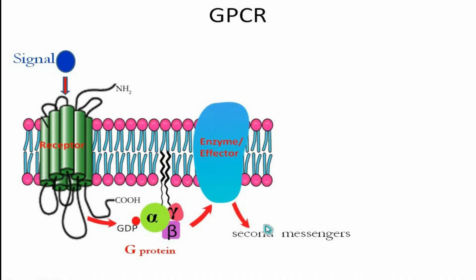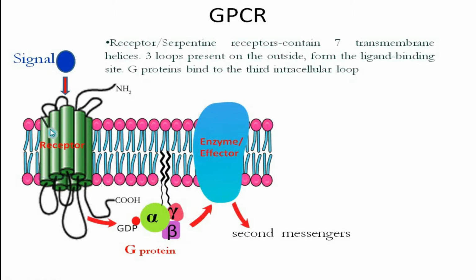Hello everyone. In this video, we discuss signaling through G protein coupled receptors. This one has three essential components: receptor, G protein, and an enzyme. Here, the receptor has 7 transmembrane helical segments, as you can see here. The 7 alpha helices are connected by loops of various lengths.